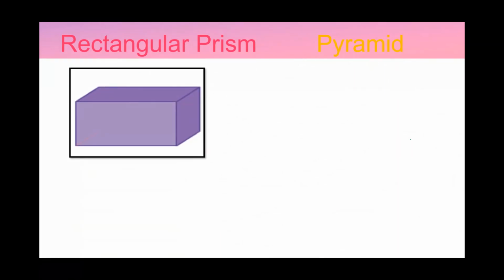Next, we have a rectangular prism. Now, what looks like a rectangular prism around you? What comes to your mind when you look at this picture? Let me just draw the back for you, the lines. Come on, kids, tell me what looks like a rectangular prism.